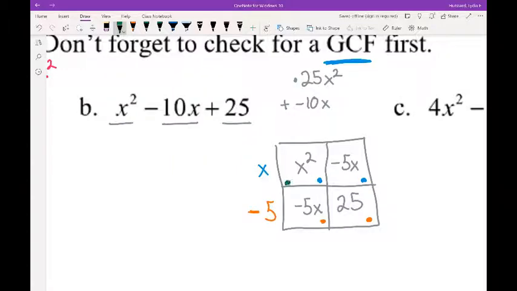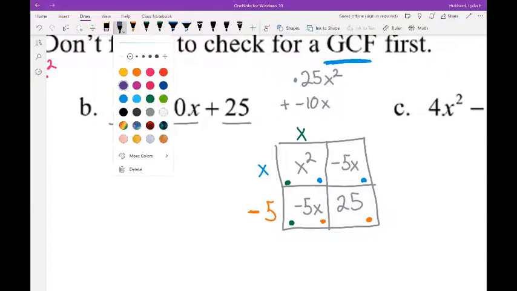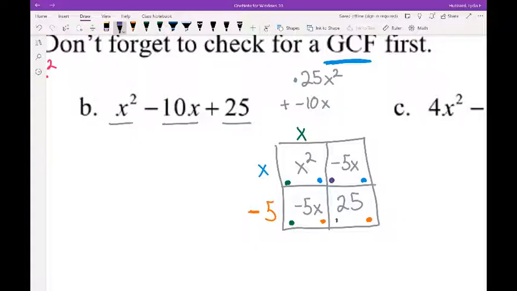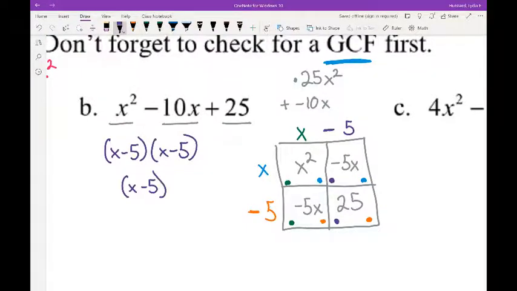Out of x squared and negative 5x, I can only take out an x. And out of negative 5x and 25, again, that negative 5x is negative, so I'm going to pull out a negative 5. And then we do want to double check ourselves to make sure that these are multiplying correctly, whether we needed to pull out a negative or a positive. And then we're going to write this out. So if I wrote it, it would be x minus 5 times x minus 5. But remember, when we write something twice, it's really just that factor squared. So that's my answer.